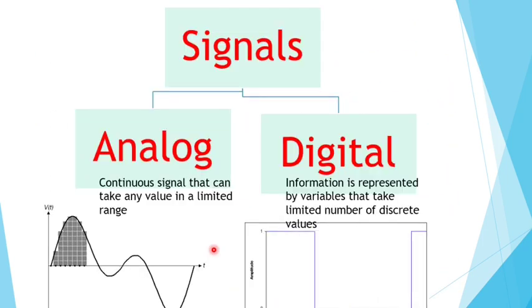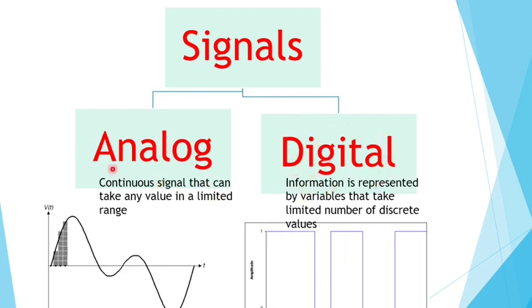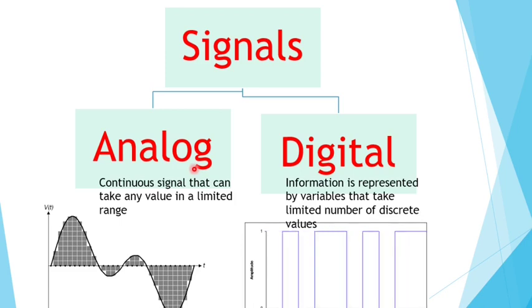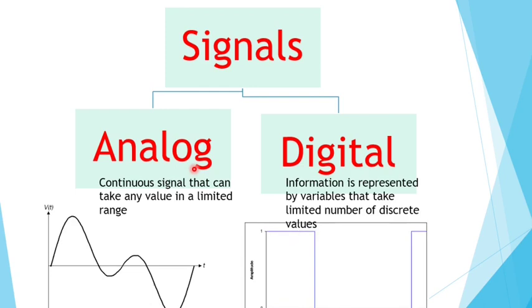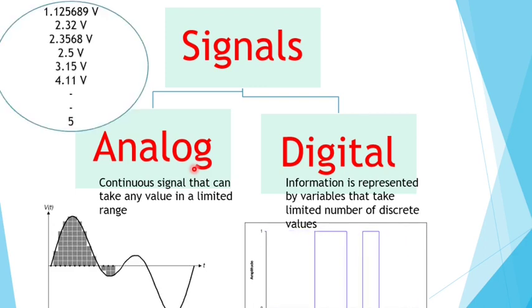So now let's look at the different types of signals. Signals can basically be divided into two types. One is the analog signal and the other one is the digital signal. To understand analog signal, let us consider, for example, we have voltage level between 0 and 5 volt. And if someone measures the voltage, what would be the values he would get? He would get any value between 0 and 5.